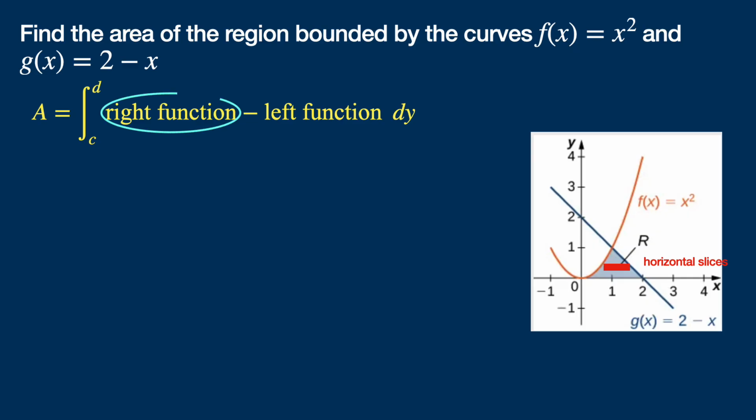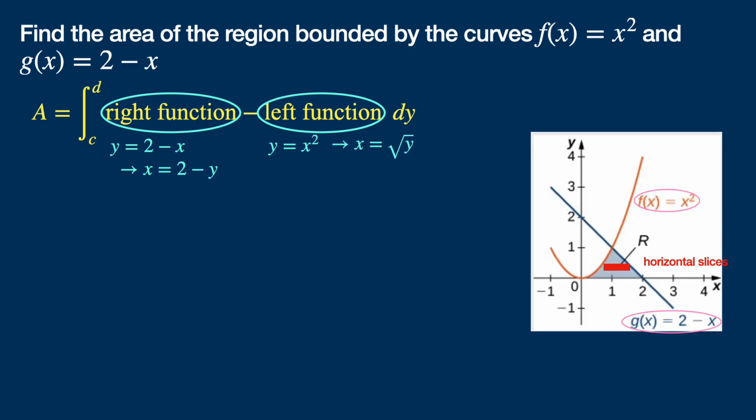So first, the right function. Can you see the right function is going to be the line? g of x is 2 minus x, and we have to solve for x. So y equals 2 minus x, solve for x. So x equals 2 minus y. The left function is going to be y equals x squared. So we find x, solve for x. x is going to be square root of y. Only the positive part you're going to take. So let's find the interval of y, 0 and 1. That's the intersection right there, guys.